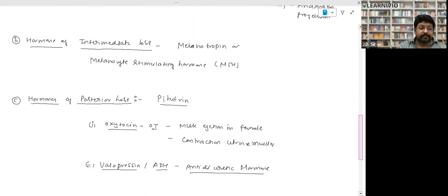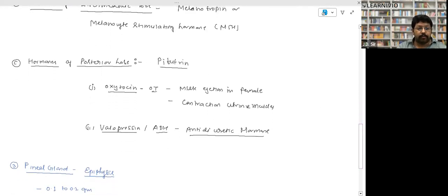Then the third part is the hormones of the posterior lobe of the pituitary. First, oxytocin, important. Oxytocin is the milk ejecting hormone in the female. We have discussed in the human reproduction part the contraction of uterine muscle, which helps during parturition. Then vasopressin, antidiuretic hormone, or ADH, right? Vasopressin or ADH, the antidiuretic hormone, reduces the rate of urine formation.